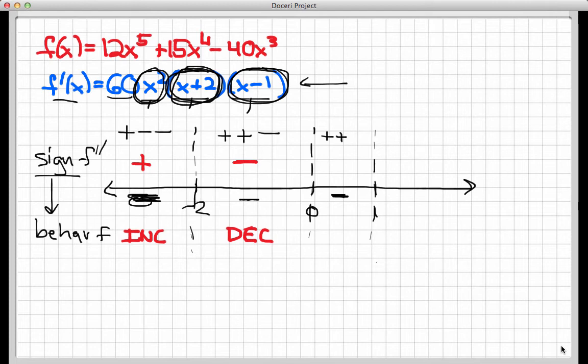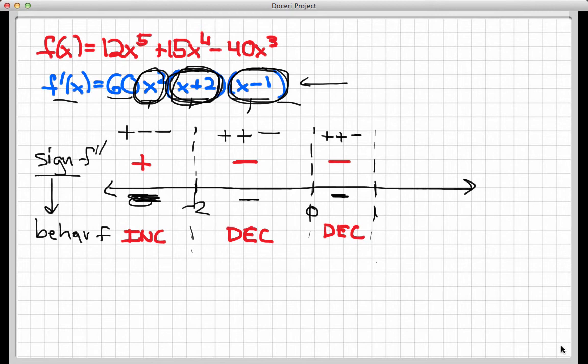The third factor, x minus 1, is still going to be negative on this interval because, for example, x equals 0.5, when evaluated into here, would give you a negative result. And so f prime, which again is the product of those three things, will be a negative times a negative times a positive no matter what x value you choose in that interval. That means f prime is going to be negative throughout that interval, and so f is going to be decreasing throughout that interval. Finally, let's look at the last interval here from 1 to infinity.